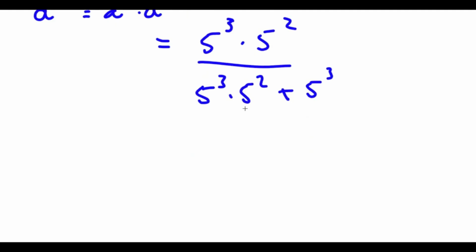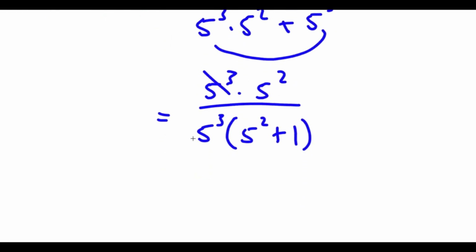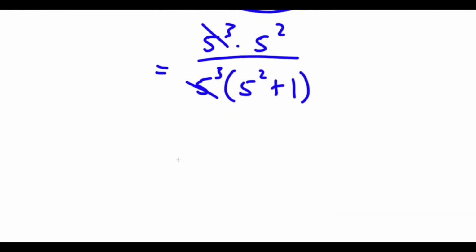Now, for our denominator, because both terms here have 5 to the power of 3 in them, I'm going to factor out 5 to the power of 3. So now I have 5 to the power of 3 times 5 to the power of 2 plus 1. Now these two 5 to the power of 3's can simply cancel out, so I'll be left with 5 to the power of 2 over 5 to the power of 2 plus 1.